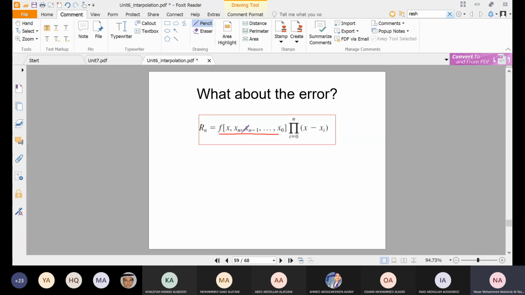Is this point clear? I hope it is clear, inshallah.